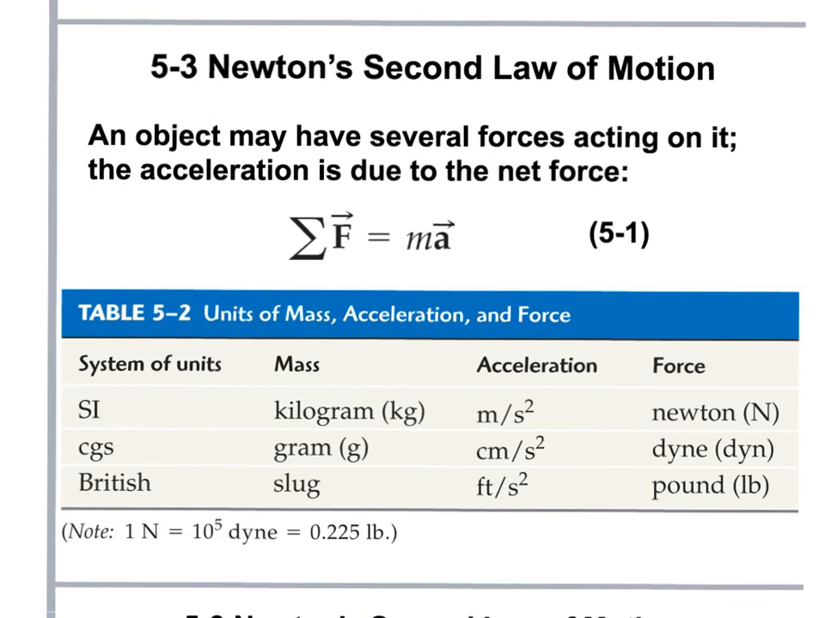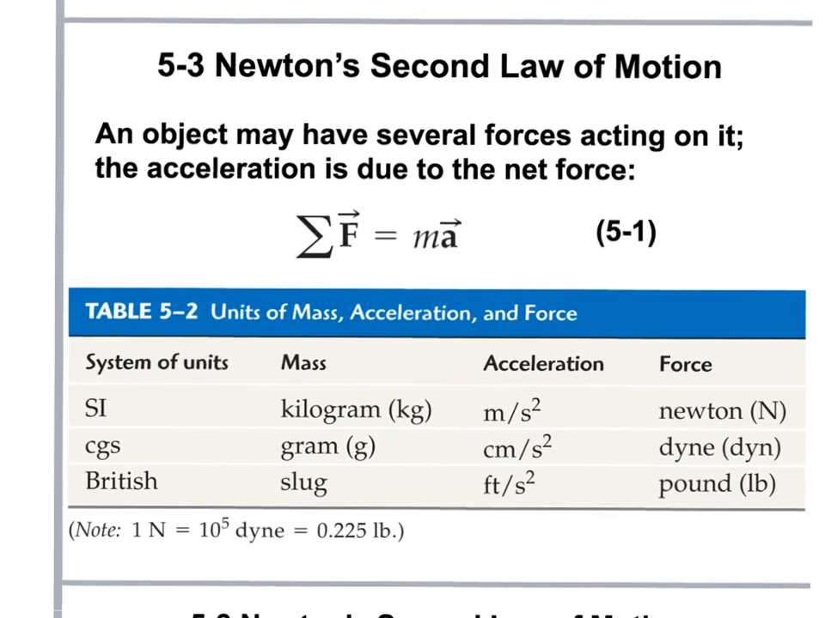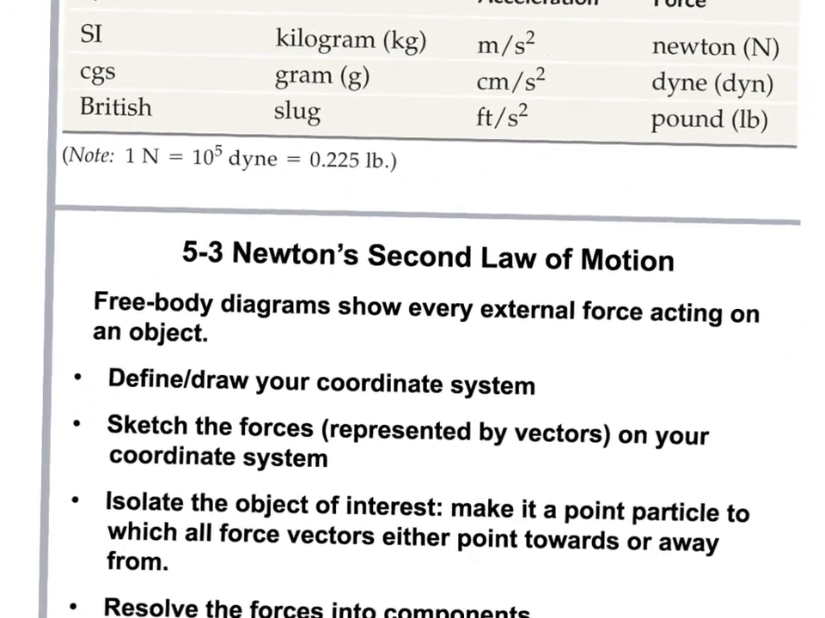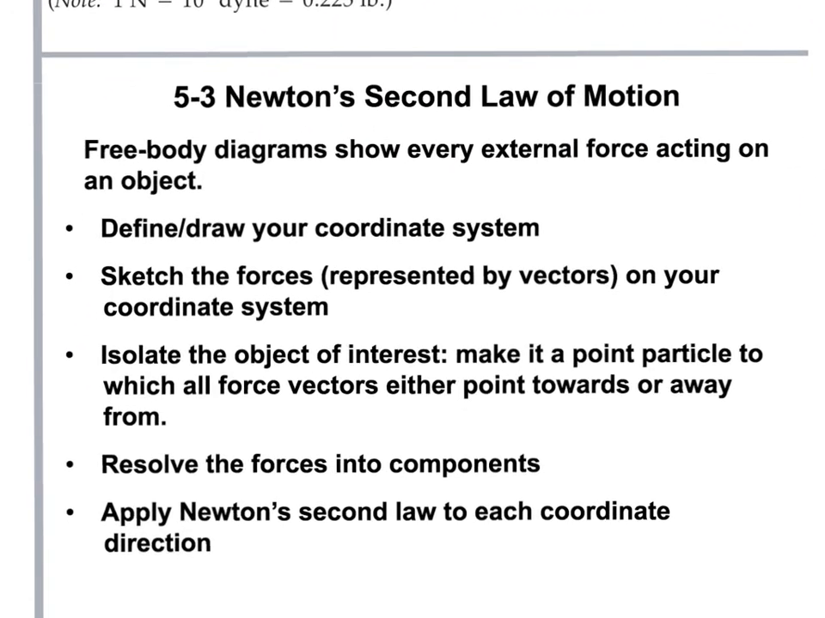And three different things to measure weight: we have our Newton, our dyne, and our pound. And then for Newton's second law of motion, we always want to draw that free body diagram to show every external force acting on the object, and then draw the coordinate system in conjunction with the free body diagram. And then you can sketch the forces represented by the vectors on your coordinate system.